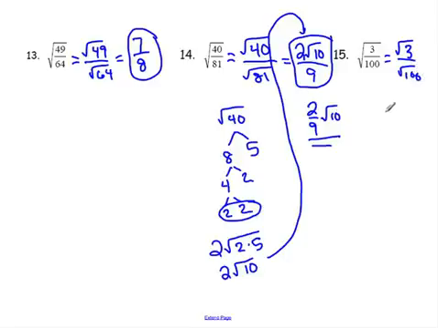There's not a whole lot that can be done with the square root of 3, so we'll just leave that alone in the numerator. And the square root of 100 is just 10. That's hopefully something that we have memorized.